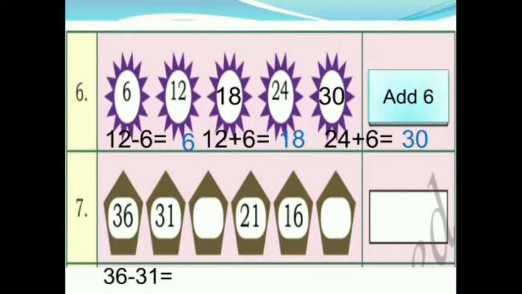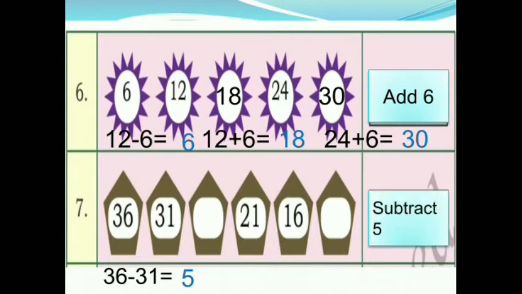Yes, 36 minus 31 is equal to 5. Children, look at this pattern. This pattern is in increasing order or decreasing order? Yes, decreasing order. To find out the next number, we should subtract 5 from 31. What is 31 minus 5? Yes, 31 minus 5 is equal to 26. So the next missing number is 26.